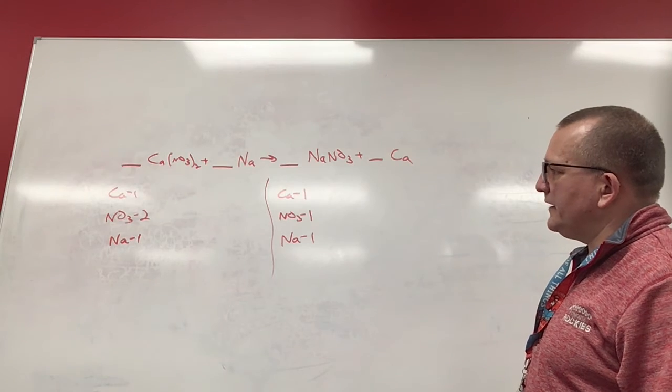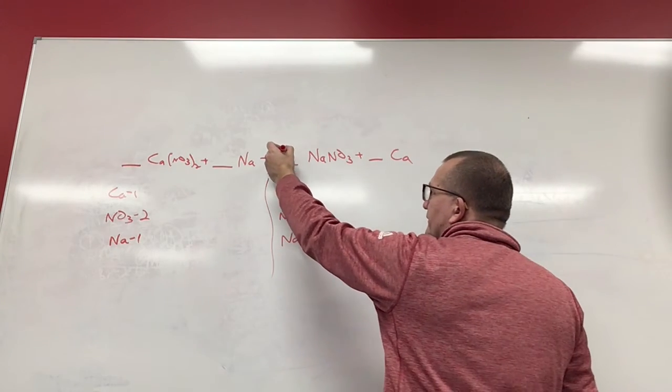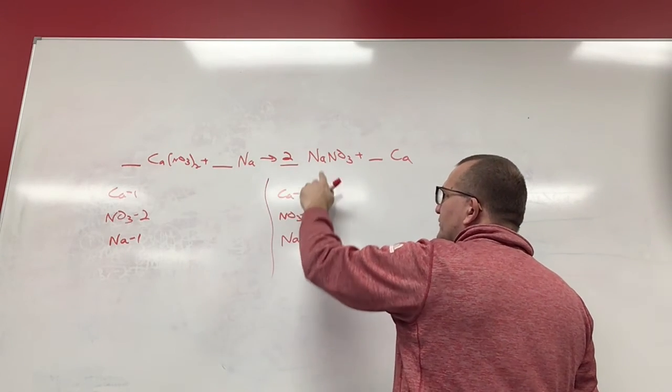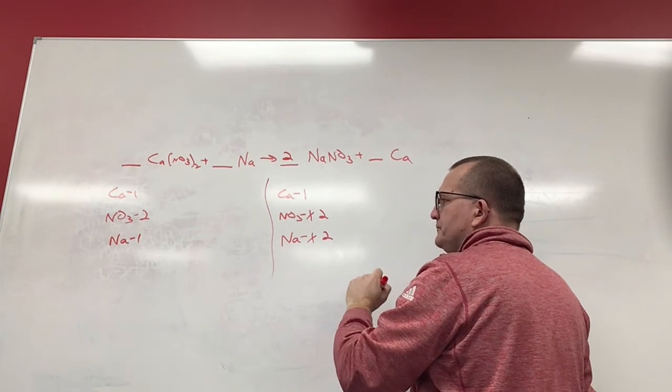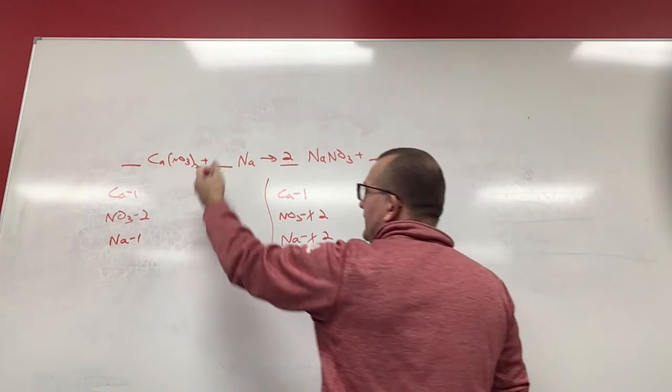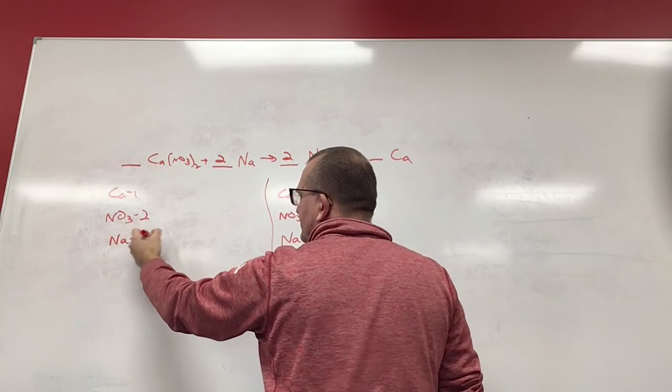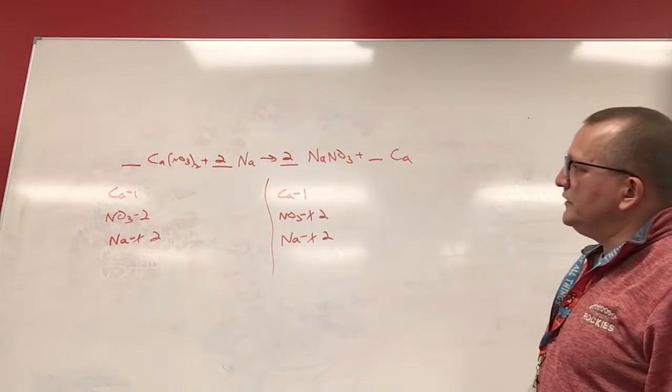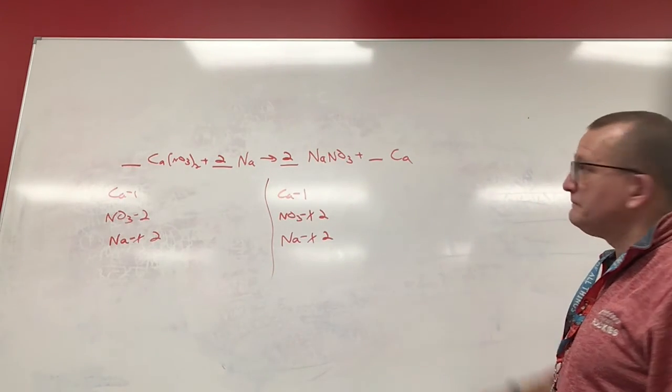So to balance, I got to balance my NO3s. I put a 2 here. While that balances my NO3s, it also gives me 2 Nas. My Nas are not balanced. I put a 2 here, and now I'm balanced. 1, 2, 2, 1.